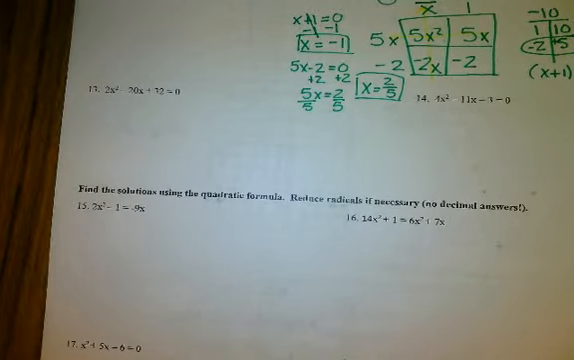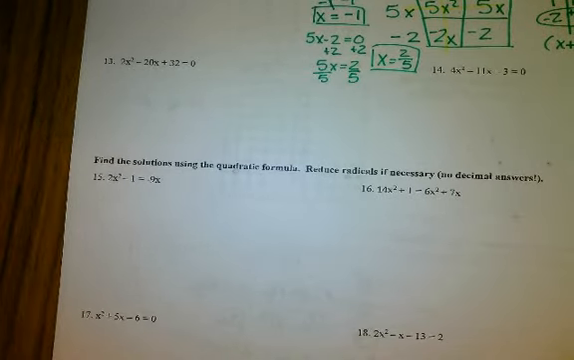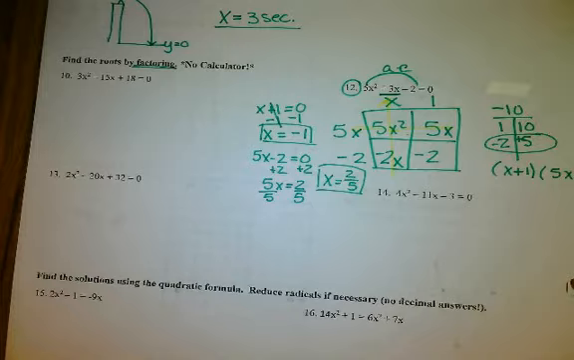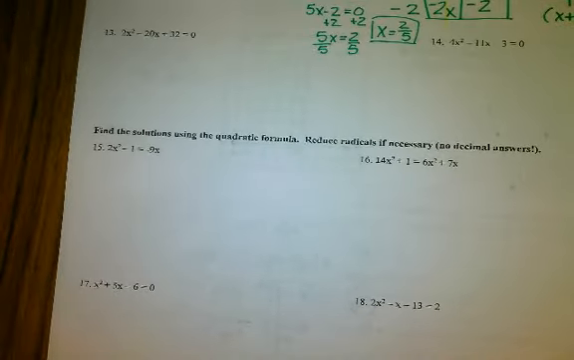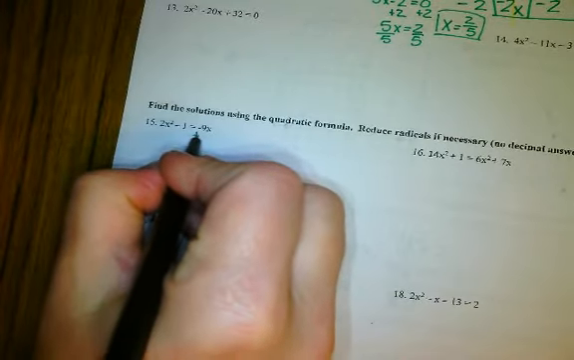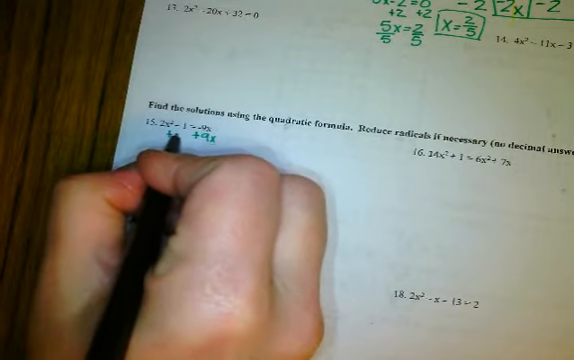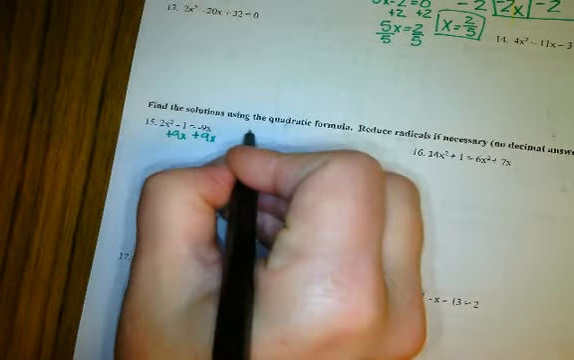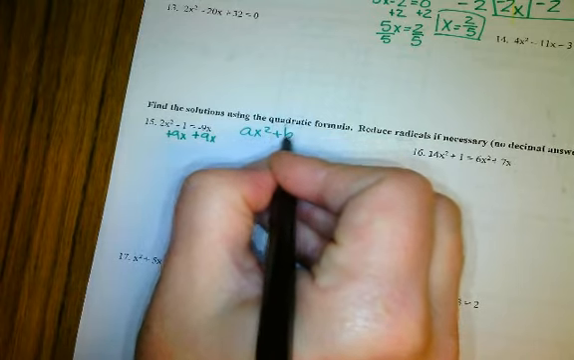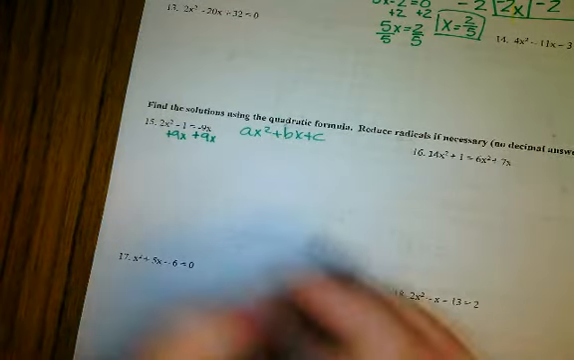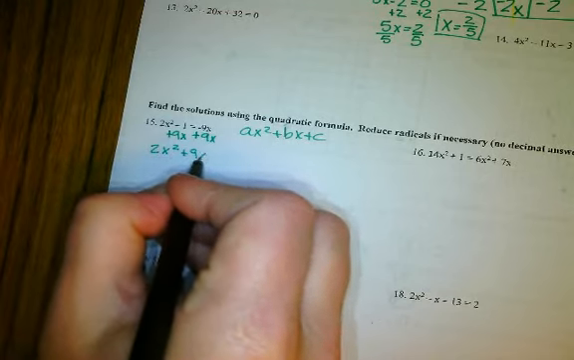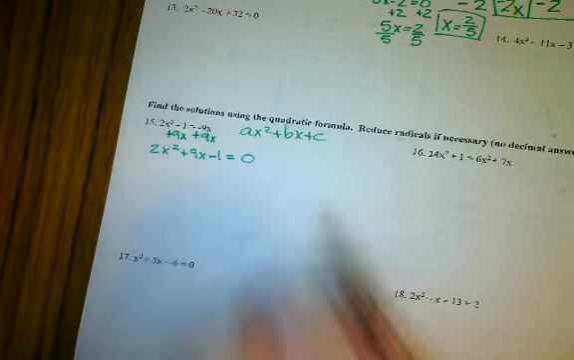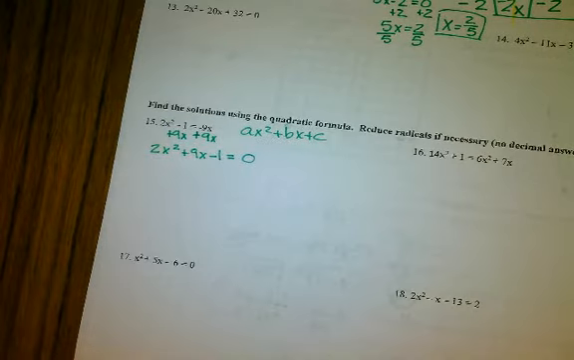Alright, now this one down here says find the solutions using the quadratic formula. So remember, just like factoring, you need to make sure your equation equals 0. So quite a few of these down here do not equal 0. So for instance, this one here equals negative 9x. So I would have to add the 9x to both sides. Now make sure you have it in that ax squared plus bx plus c. It has to be in that order. So that means I would have to rewrite this as 2x squared plus 9x minus 1 equals 0. So they all have to equal 0.